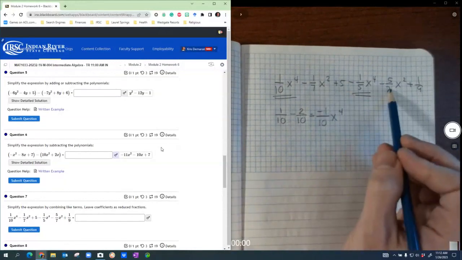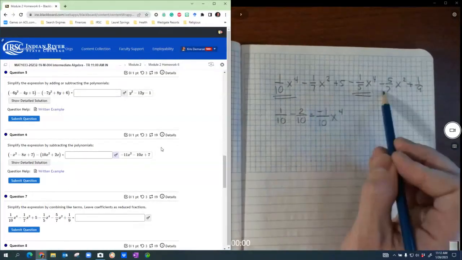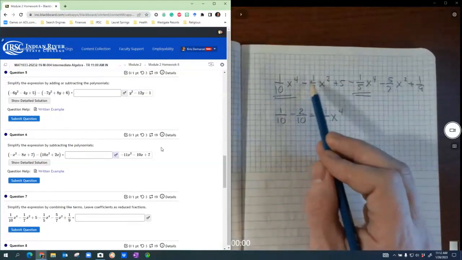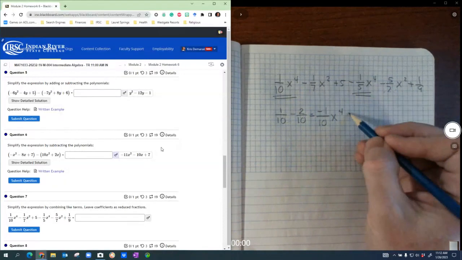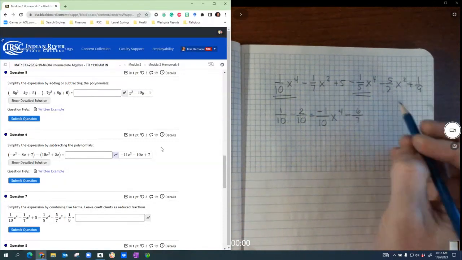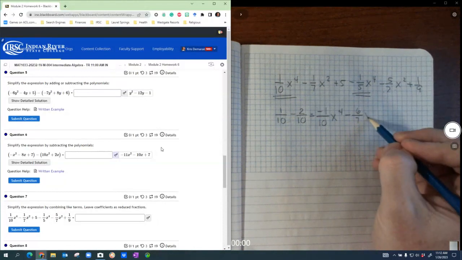Now bring this together with this. These have the same denominator, so we're good with that. We're going to add negative 1 to negative 5 and get negative 6 over 7 x squared.